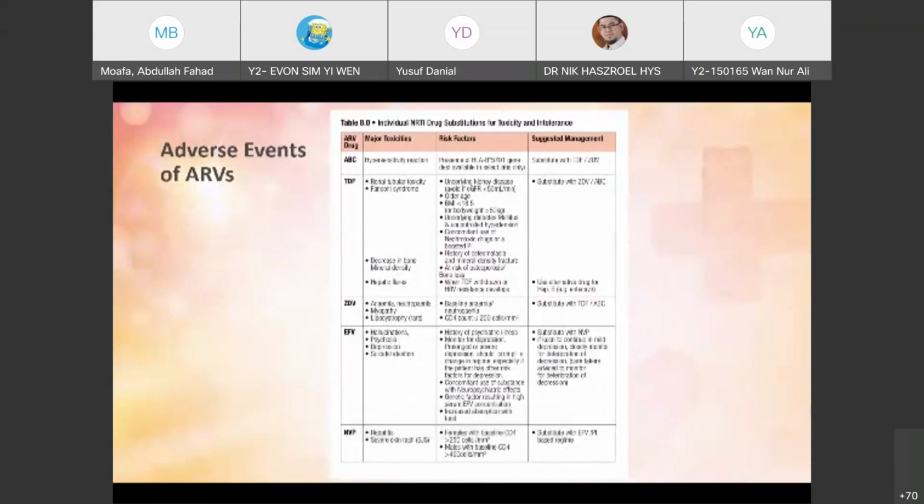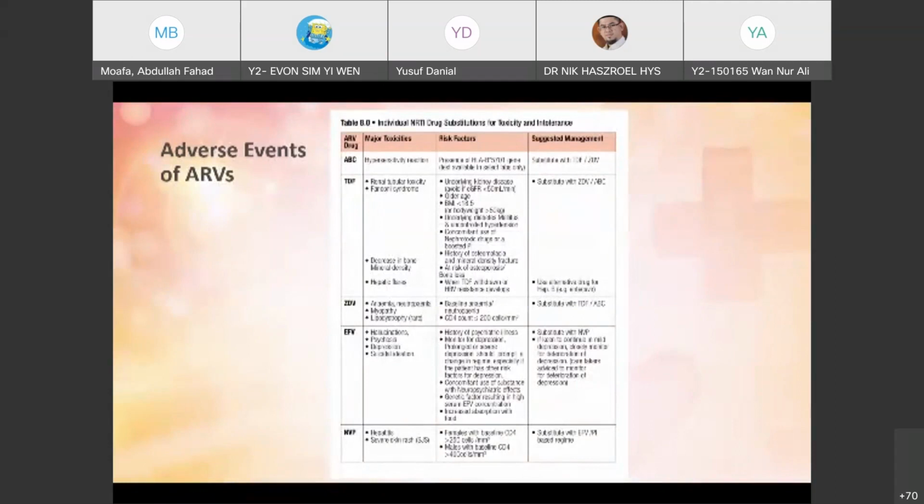Then the TDF just now can cause renal tubular toxicity, Fanconi syndrome, decrease in bone mineral density, and hepatic flares, and the risk factors include underlying kidney disease, older age, BMI less than 18.5 kg, underlying diabetes mellitus, and uncontrolled hypertension. And so the substitute of the ARV here is zidovudine or abacavir.